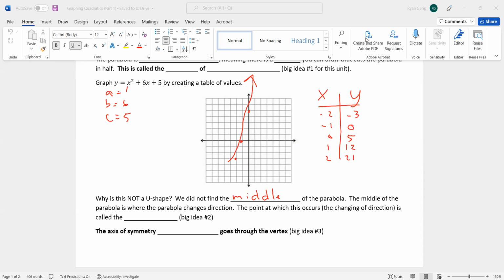Okay, the middle of the parabola is where the parabola changes direction. This one, if you look at it, did not change direction here. The point at which this occurs, that changing of direction, is called the vertex. I used that word in the learning targets. That's big idea number 2. And here's big idea number 3 right away. The axis of symmetry always goes through the vertex, always. So I'm not going to continue this problem. We just know that we have to find the middle, okay?